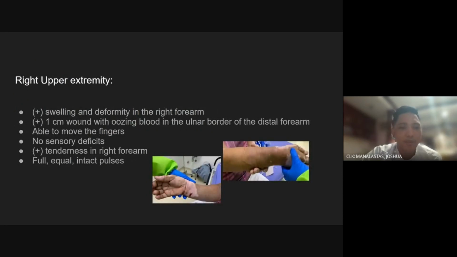In her right upper extremity, there is a swelling and deformity in the right forearm. There is also a 1 centimeter wound with oozing blood in the ulnar border of the distal forearm. She was able to move the fingers, no sensory deficits, and there is tenderness in the right forearm, and there are full, equal, intact pulses.